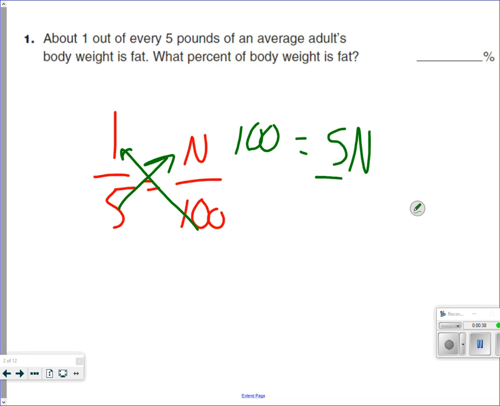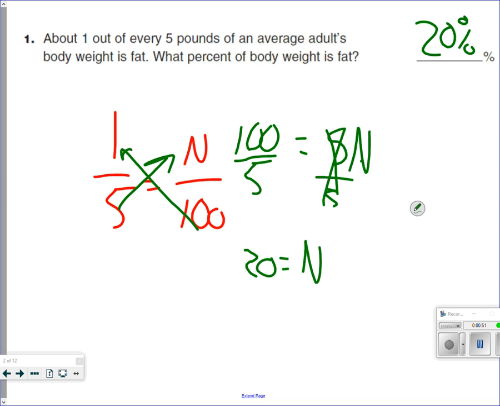Well, let's get rid of n. We have to divide by 5. Divide by 5. Okay. 100 divided by 5 is 20. 5 divided by 5 is 1. So we're left with n all by itself. So the answer is 20%. Next problem.